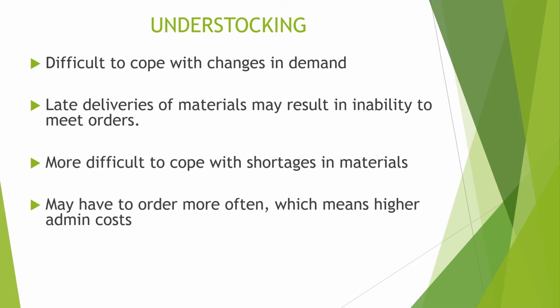So on this slide here, we've got a number of points. It's difficult to cope with changes in demand. If you don't have enough stock or enough inventory, then you're not going to be able to deal with more people wanting to buy something, or more inventory having to be issued. Late deliveries of materials might result in your inability to meet orders. Because you are understocking, you've not got enough, you really rely on your orders coming in time. If these orders are late, then you won't be able to meet your order, either manufacture the product, or when the product comes in, reallocate it to your consumer or your retailer.